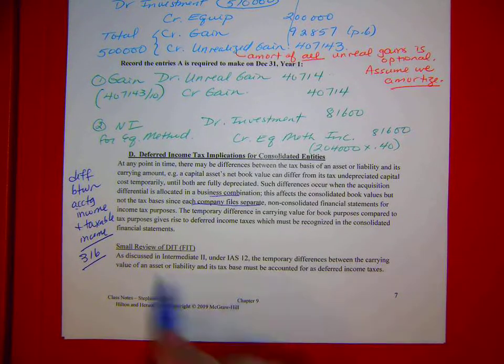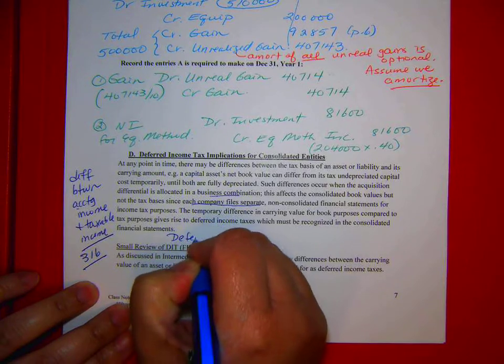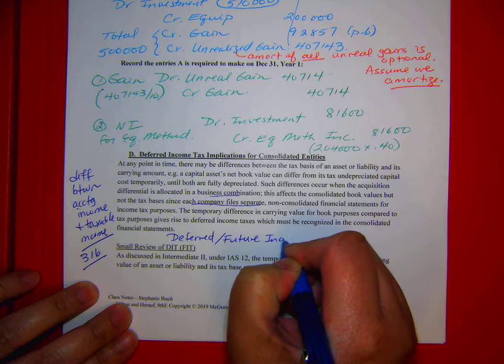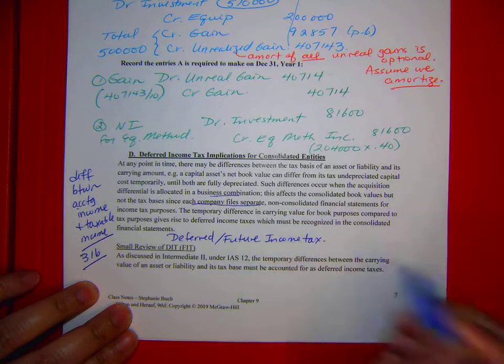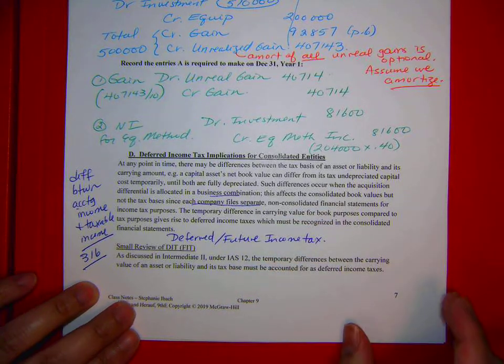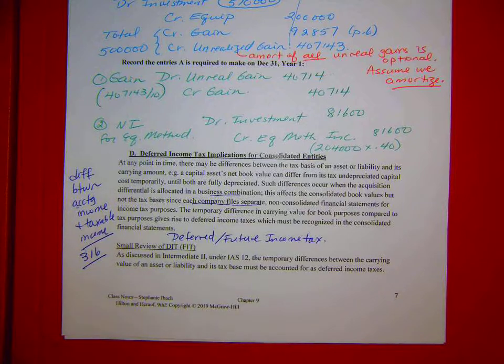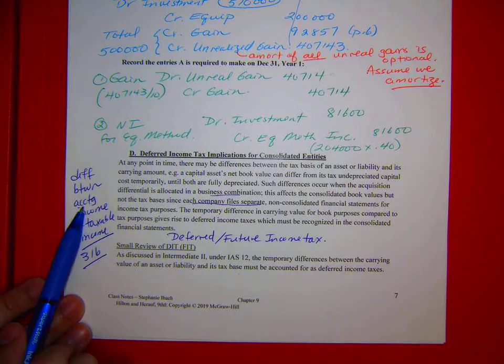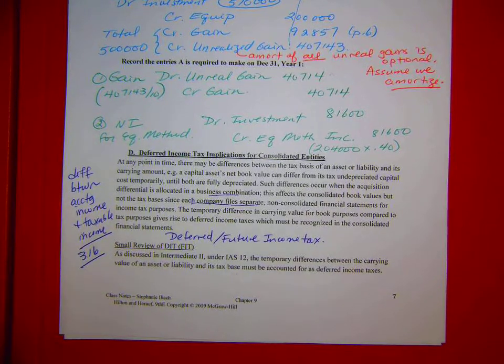So let's just do a view of DIT or FIT. So it's either deferred or future income tax. So basically we're trying to reconcile the difference between the accounting income and the taxable income. So that's our whole goal with DIT or FIT.